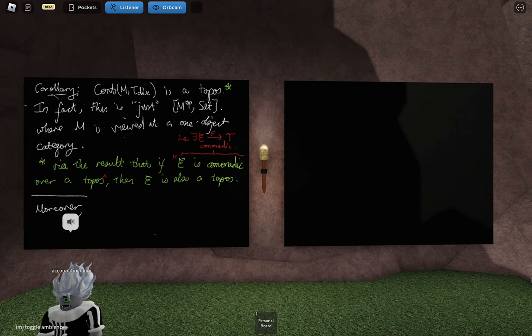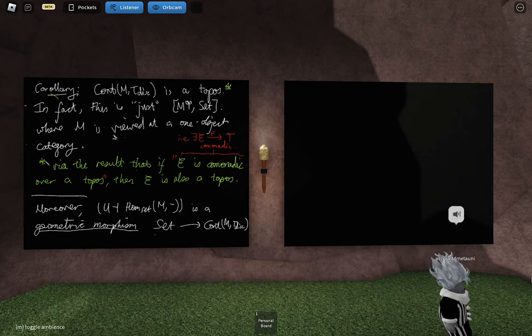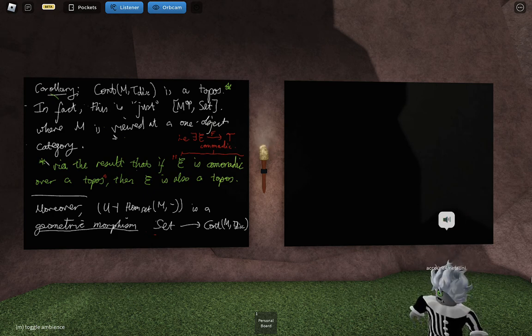So moreover, the left adjoint to this right-hand adjunction, the one that induces the comonad on sets, of which my category of actions is the coalgebras, is a geometric morphism. Now it's unfair for me to keep using all these terms which you might not be familiar with, so let me give at least some explanation.